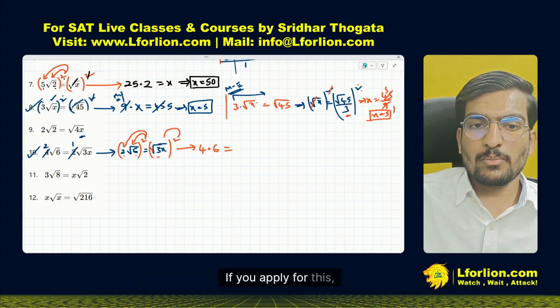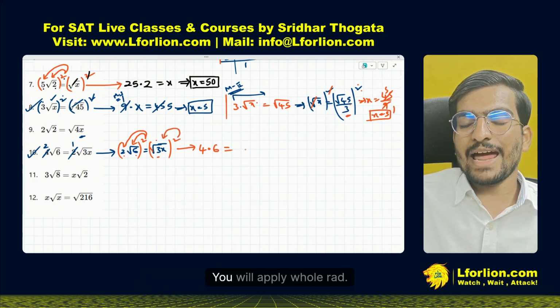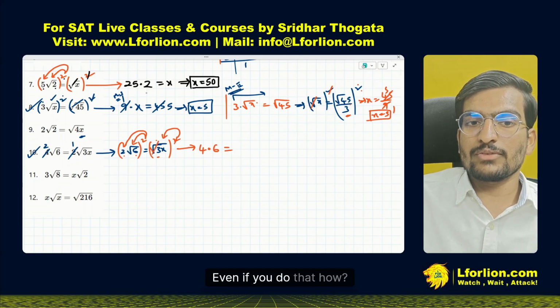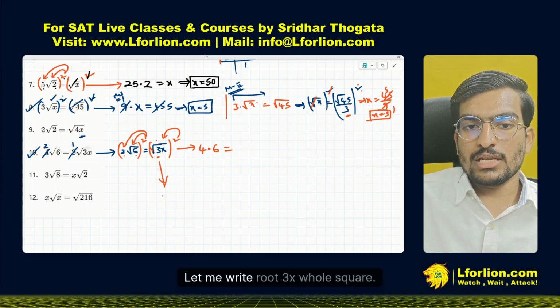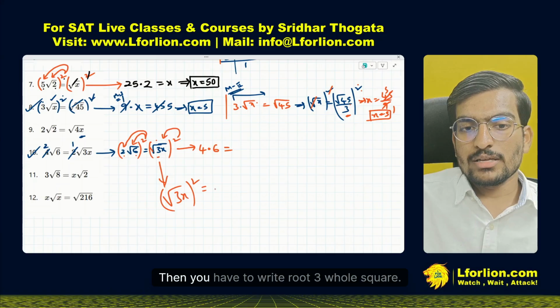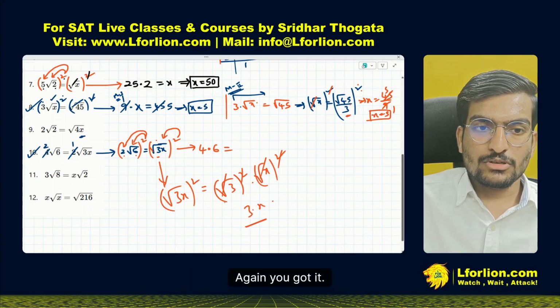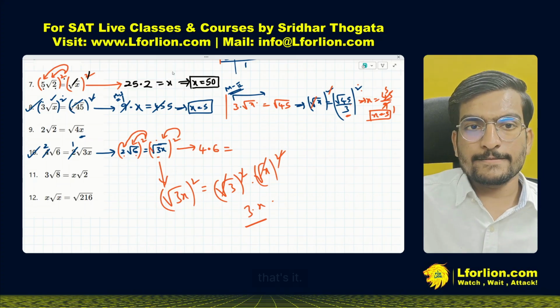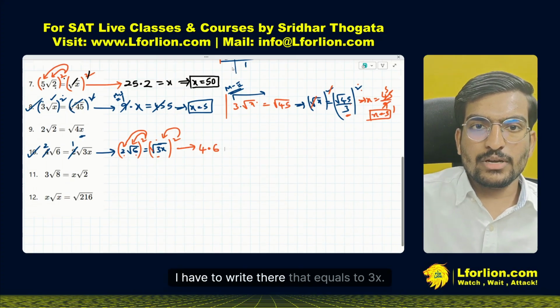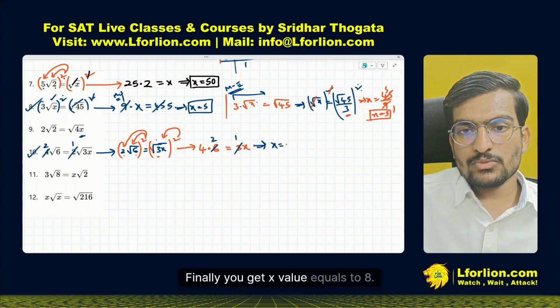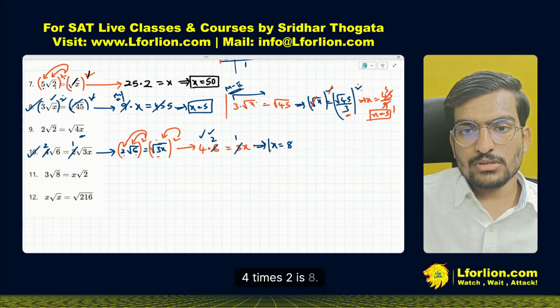That equals, it's only directly for the rad that you apply whole square, so it cancels off. You can't apply it individually like this. Even if you do that, how would it be individually? Let me write root 3x whole square, then you have to write root 3 whole square, then root x whole square, then square and square root off, and you end up with 3x only again. You got it? So here there is an equal sign I have to write, that equals 3x. Now you have 3x here, you can cross out 3 times 1, 3 times 2. Finally you get x value equals 8. 4 times 2 is 8.